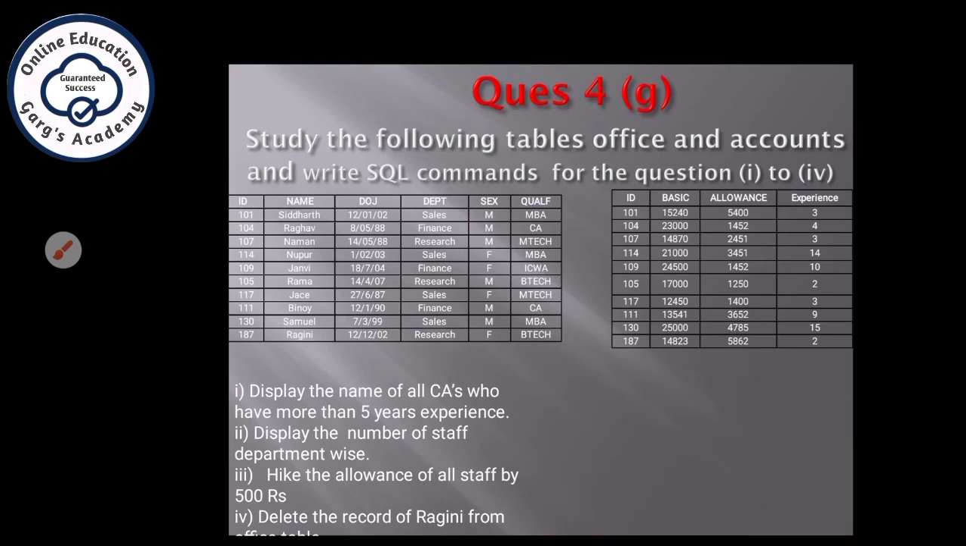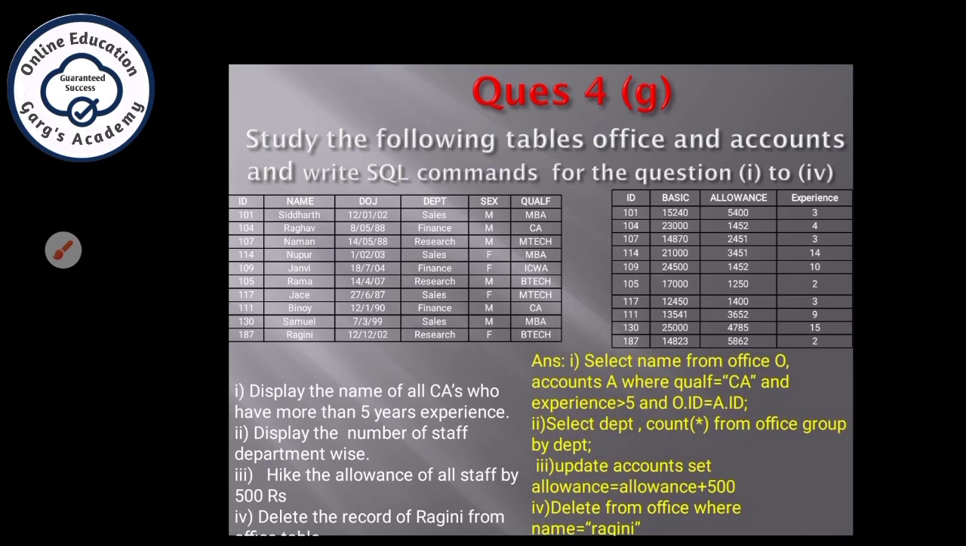Next and the last question. Delete the record of Ragini from the office table. So for deleting the records you will use the delete command, and you will write delete from office where name equal to Ragini.